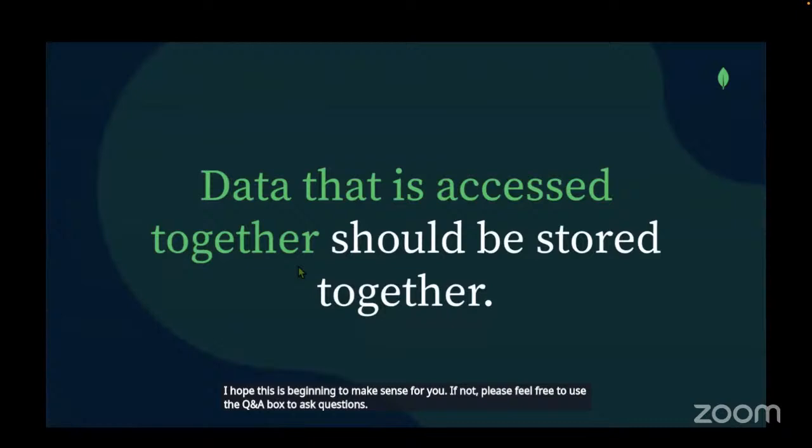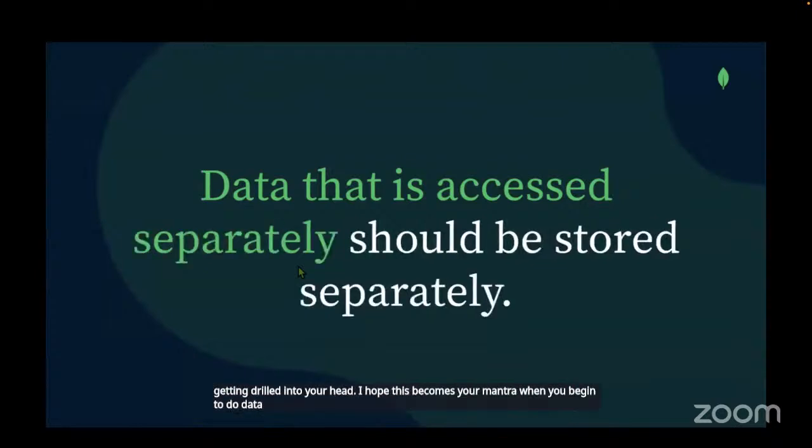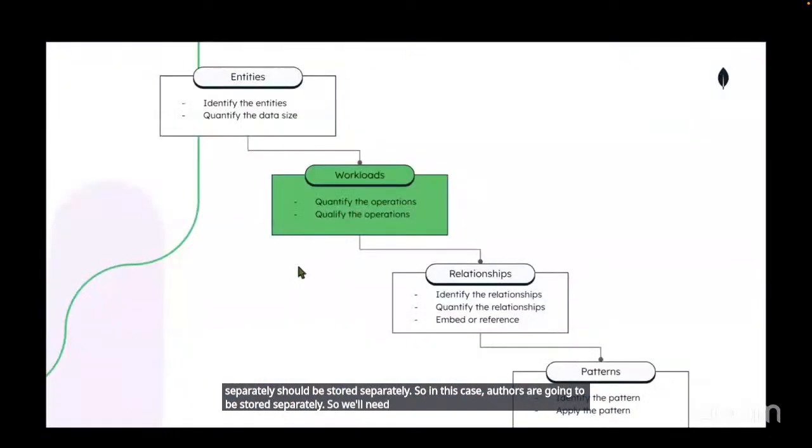Data that is accessed together should be stored together. I hope this is getting drilled into your head. I hope this becomes your mantra when you begin to do data modeling with MongoDB. And the flip side of that is data that is accessed separately should be stored separately. So in this case, authors are going to be stored separately, so we'll need to join that data.